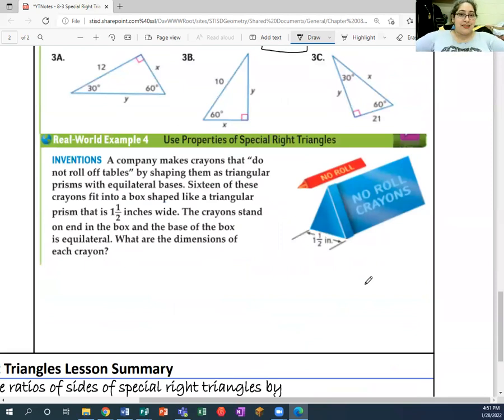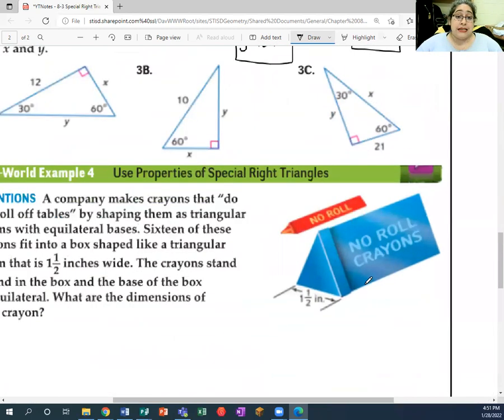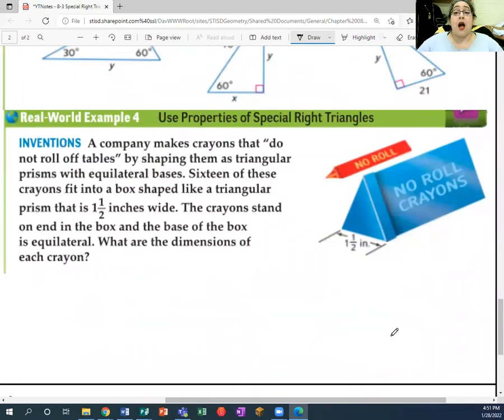All right, let's do our last example, the real world example number 4, using our properties of special right triangles. We've got an invention on our hands. This word problem says a company makes crayons that do not roll off tables. It does that by shaping them not like cylinders like our normal pencils, but like triangular prisms. So that way, if I cut them, they look like triangles. They're going to put them in a crayon box shaped also like a triangular prism. And 16 of these crayons will fit perfectly into its box.